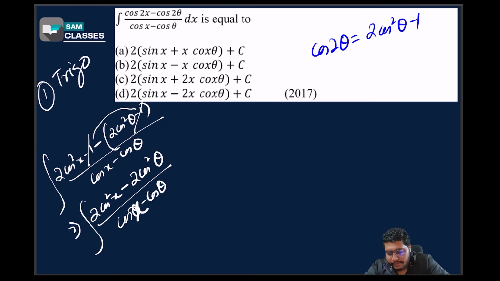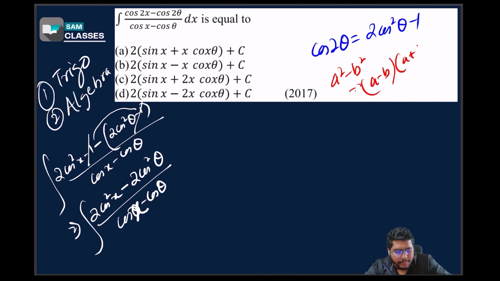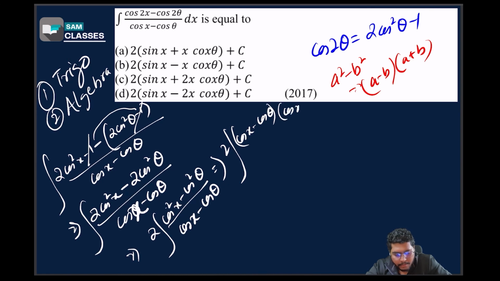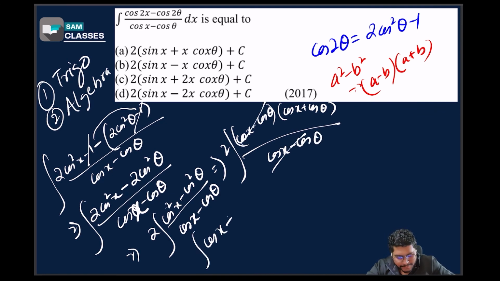Now one more thing we need to know here is algebra. Basic algebra. Everybody remembers this formula: a square minus b square is a minus b into a plus b. Once I see this form, I'll take 2 common out. So it will be cos square x minus cos square theta by cos x minus cos theta. I took 2 common. a square minus b square is a minus b into a plus b. What is difficult in this? Divided by cos x minus cos theta, it cancels. So what I got, very simply, is cos x plus cos theta.